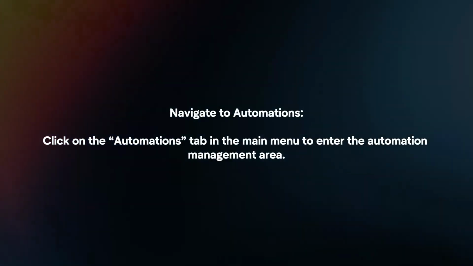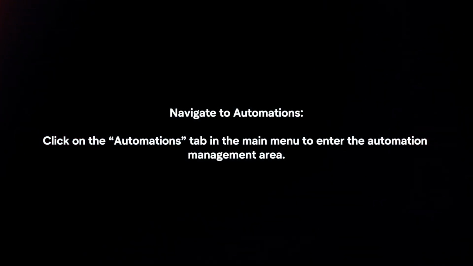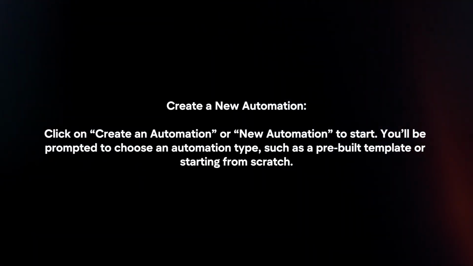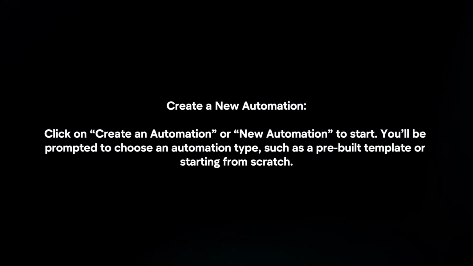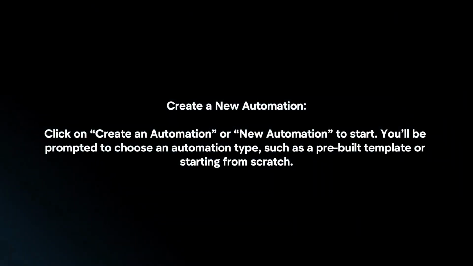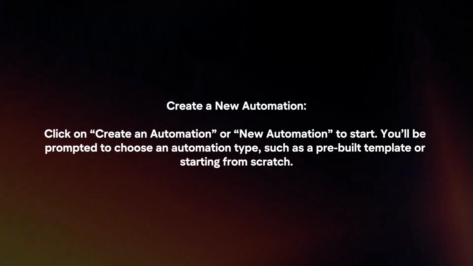Navigate to Automations. Click on the Automations tab in the main menu to enter the Automation Management area. Create a new automation. Click on Create an Automation or New Automation to start. You'll be prompted to choose an automation type, such as a pre-built template or starting from scratch.